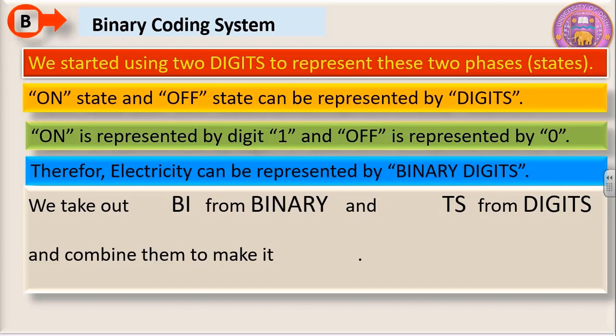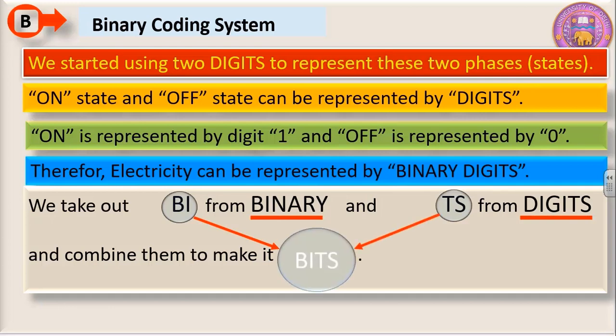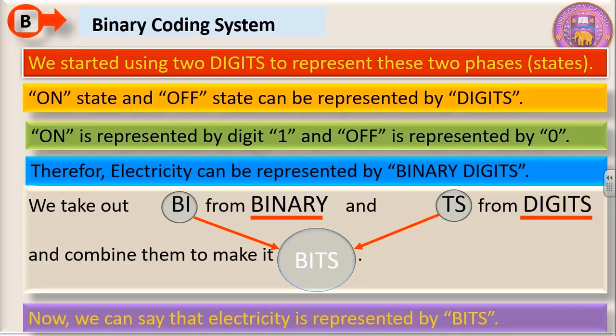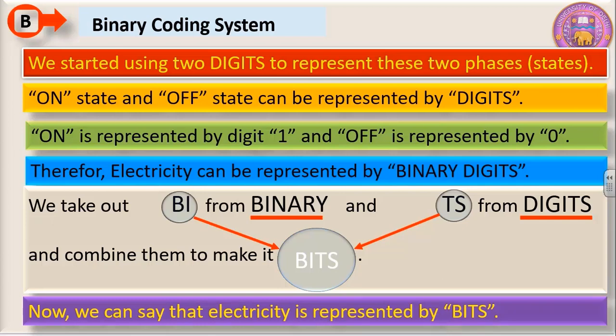Now we take out BI from binary and TS from digits and combine them to make it bits. It means bits is a combination of two words, that is binary digits. We have taken BI from binary and TS from digits. Now we can say that electricity is represented by bits.